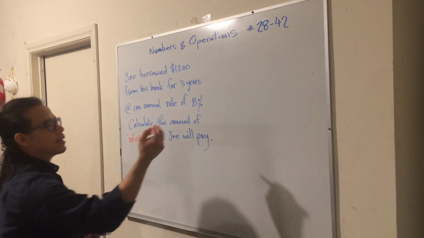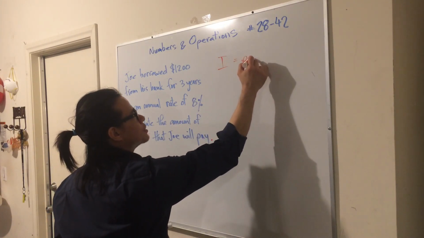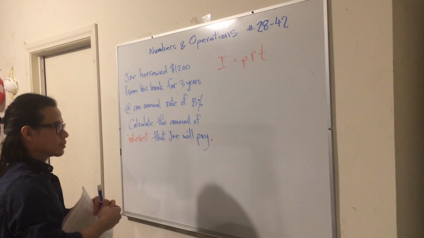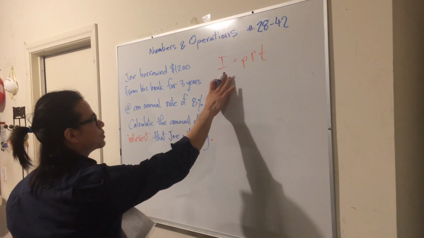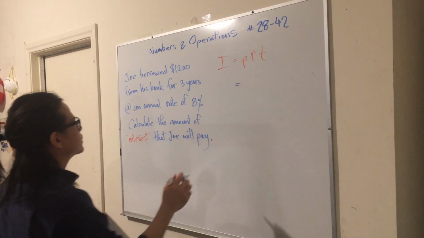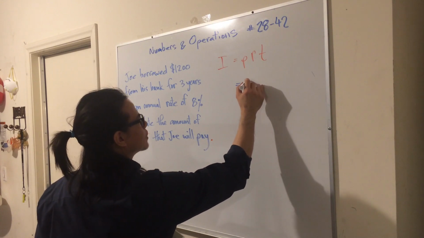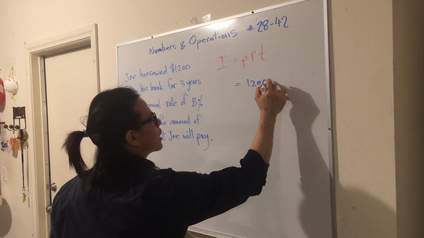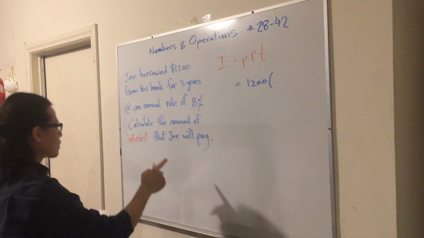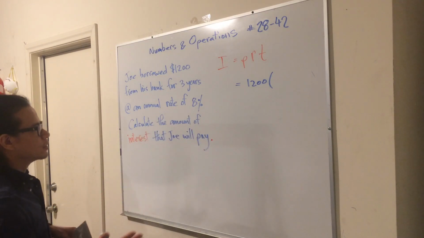Okay, so write down your formula first. Interest is equal to principal times rate times time. So this will be able to give us the amount of interest here. Principal is the amount that he borrowed. So that's 1,200 times the rate, the percent rate that the bank charges per year.